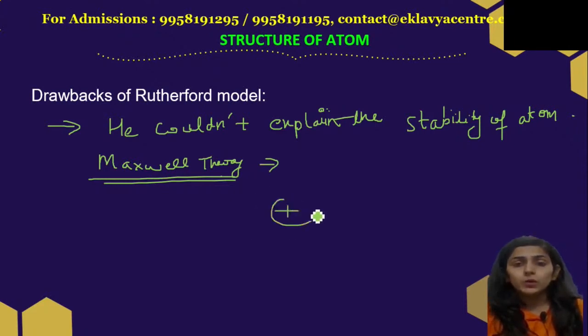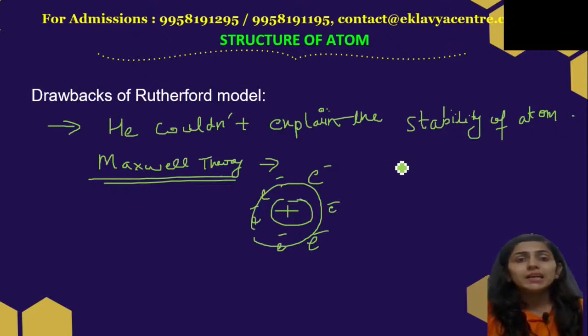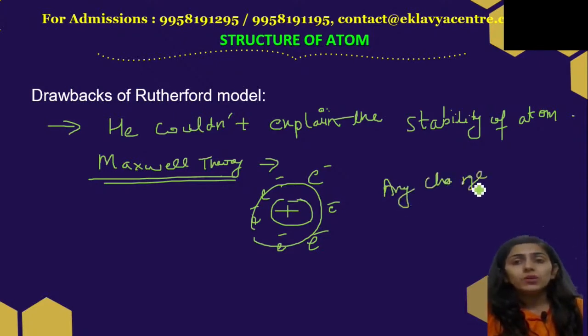Now he said, yes, we have a proton and electrons that are continuously revolving, and they are also changing their direction. So he said any accelerated charged particle emits energy and loses energy. Any charged particle, if it is revolving continuously, emits energy and loses energy by emitting.